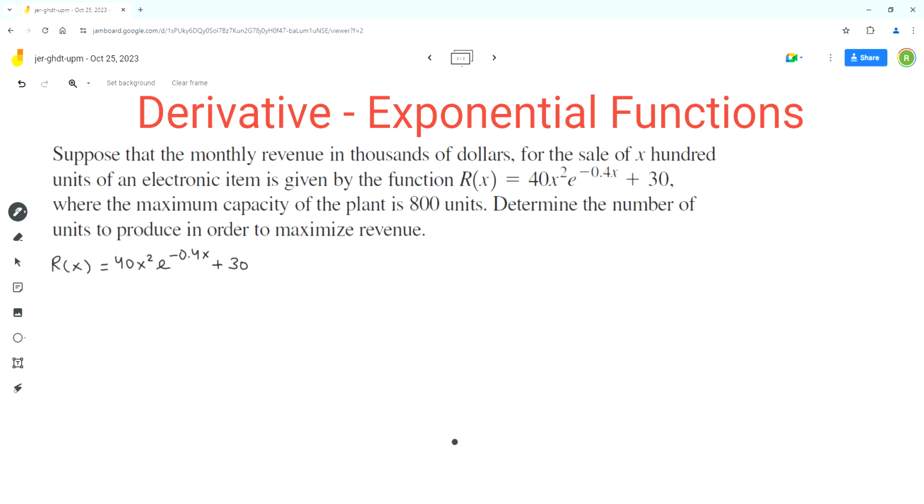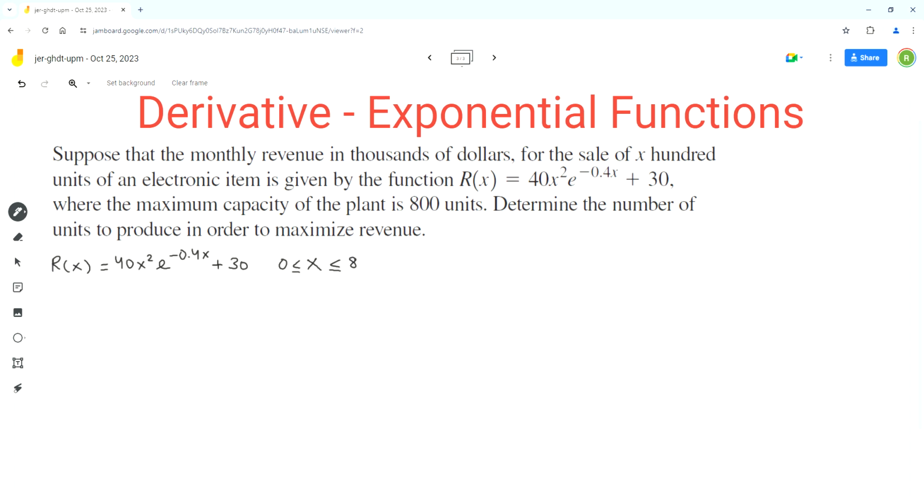Now x represents the number of hundreds of units of an electronic item. So we know that x cannot be a negative number, so therefore the minimum value for x is 0. And as per the problem, the maximum capacity of the plant or the factory is 800 units. Now since x is in hundreds of units, that means the maximum value for x is 8. So this should be the domain of this revenue function.